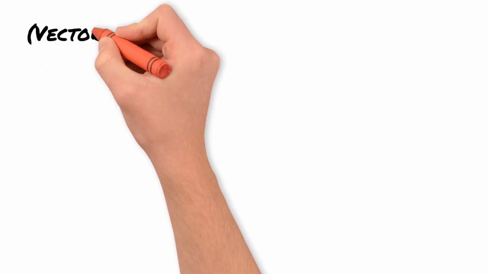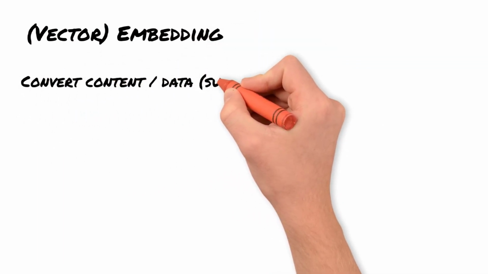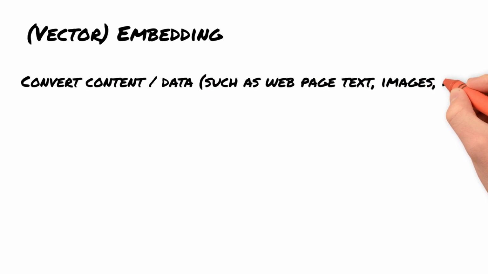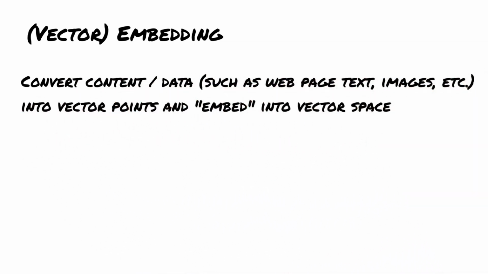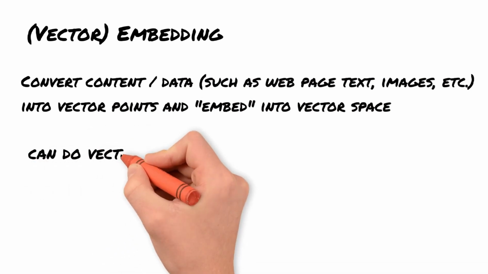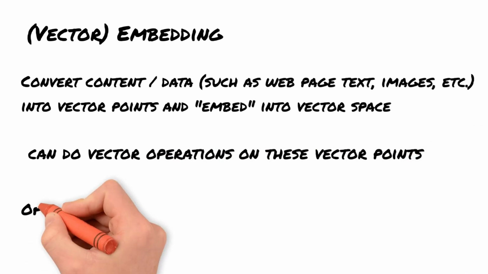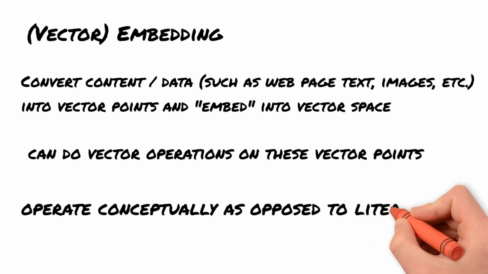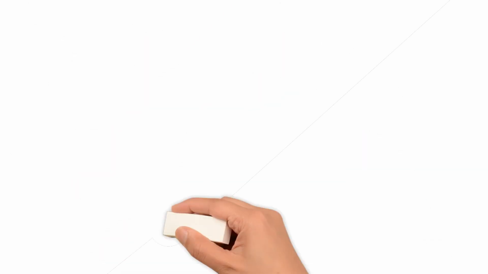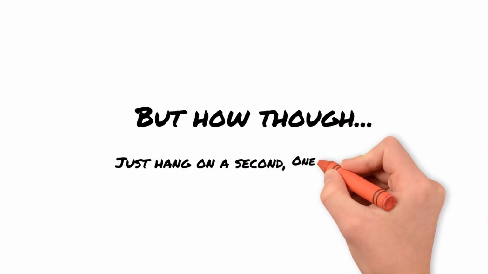Right, embeddings, also known as vector embeddings. It's where you convert content, such as web pages and images, into vector points and embed them into vector space. Then you can do vector operations on these vector points. This is how we're able to operate conceptually as opposed to literally. Cool story, right? I know you want to know how, but hang on just a second, we've only got one more thing to cover.